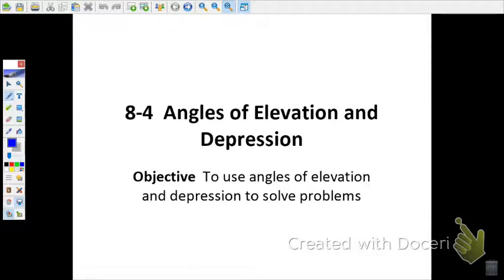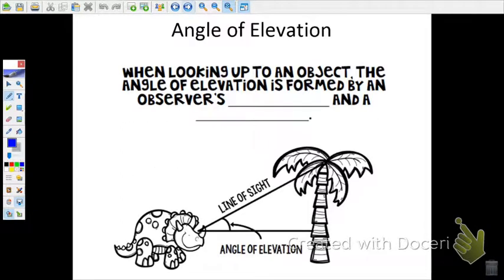Okay? It's just a word problem, so we're going to have to take the information from the word problem, draw a right triangle, label that information, and then figure out what we can do with our trig ratios to solve the problem.